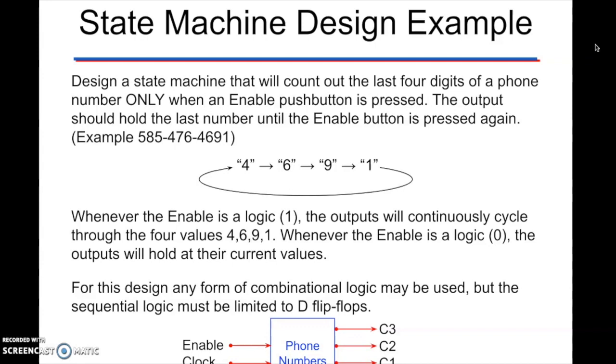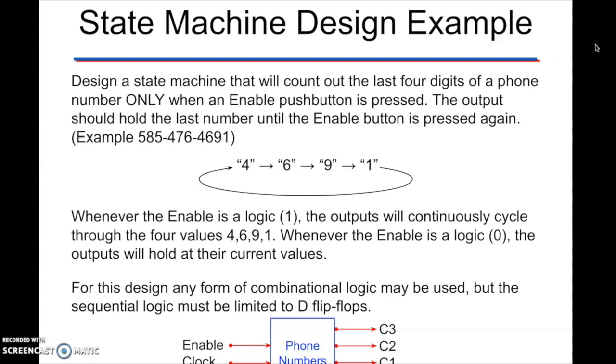Okay, so this is going to be the 4th and final segment of our state machine lesson, and this is to walk through an example of a state machine design. So the scenario for this design is that a state machine will count out the last 4 digits of a phone number only when an enable push button is pressed. The output should hold the last number until the enable button is pushed again.